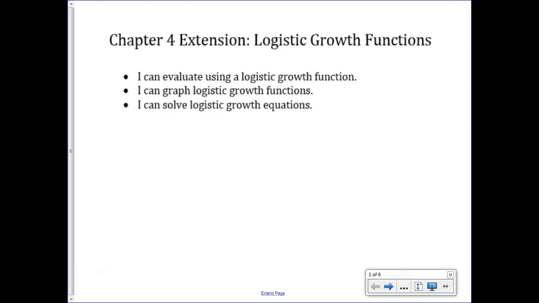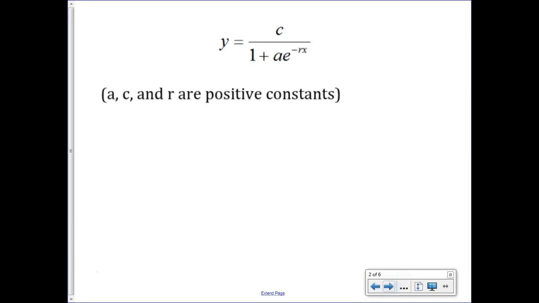Hey guys, this last section is over logistic growth functions. Kind of a shorter section today. It is an extension from the problems that we have been doing.